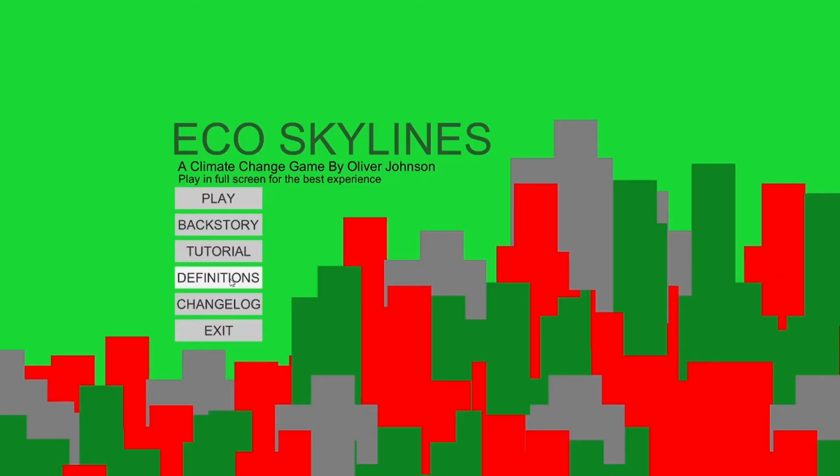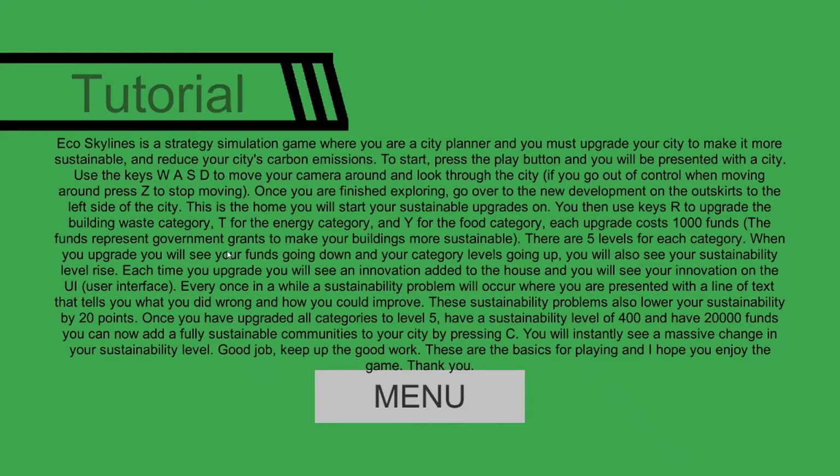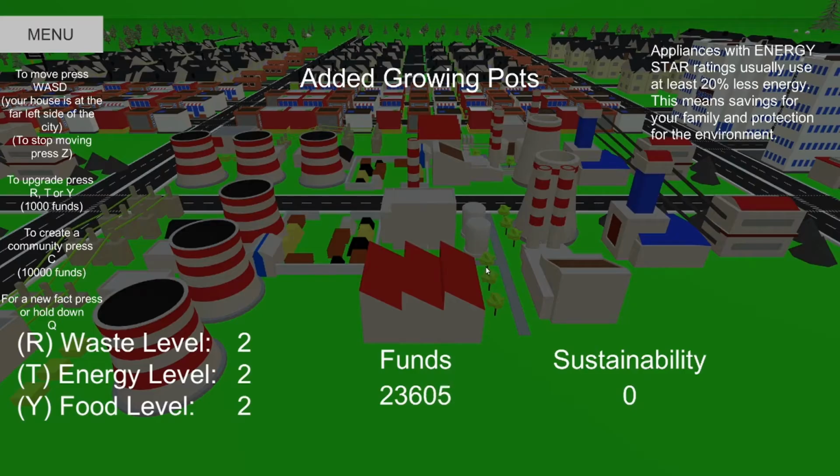The basic game concept of my game, Eco Skylines, is that it is a strategy simulation game where you are a city planner and you must upgrade your city to make it more sustainable and reduce the city's carbon emissions. This game was created to spread awareness about climate change and how it can be prevented. Now I will show you how to play the game.